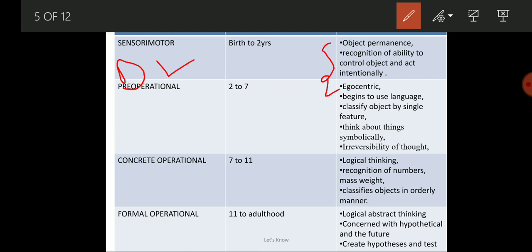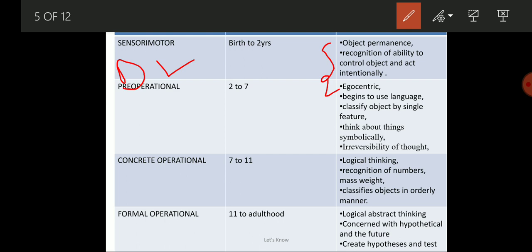Then the pre-operational period, which is from 2 to 7. At that particular stage, what happens? The child becomes egocentric. Egocentric means they feel like whatever they are feeling, suppose he is feeling pain, he will feel as if all are feeling pain. Whatever he is feeling, he will think all are feeling the same.